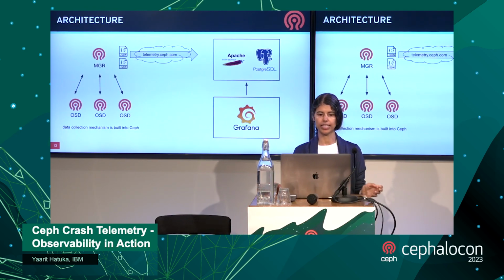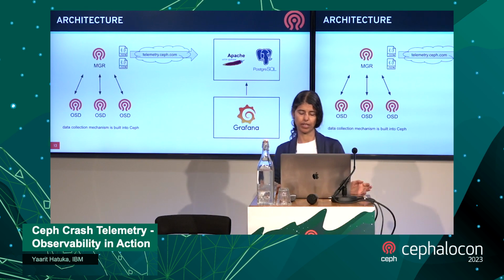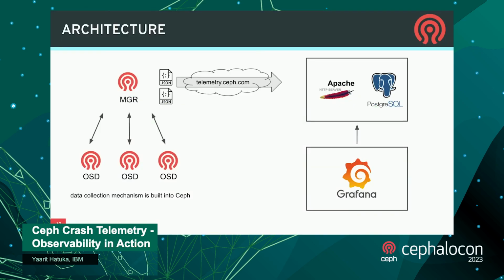So let's talk about the architecture. On the left side, we can see a Ceph cluster, and the manager daemon once a day compiles a couple of reports, one for the cluster data and the other for the drive health data. And it sends it to our backend at telemetry.ceph.com, where we have an Apache server and a Postgres database that does all the database backend for our telemetry.